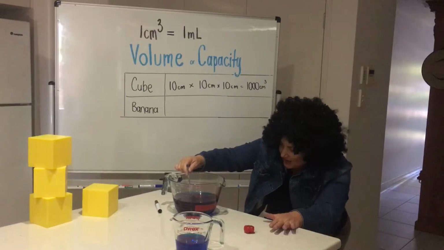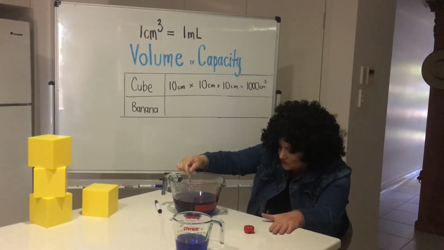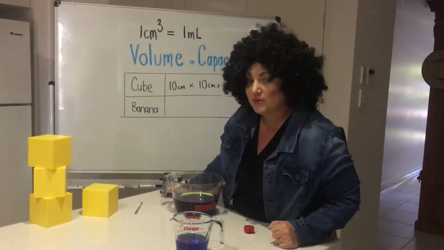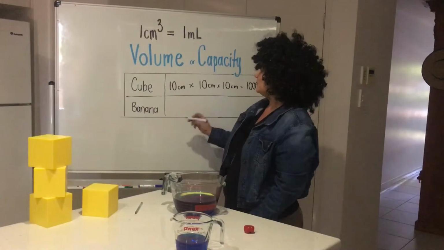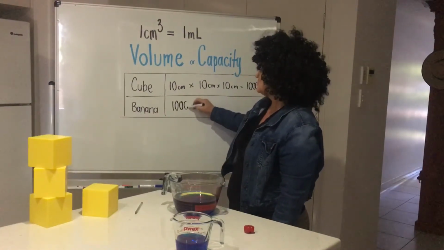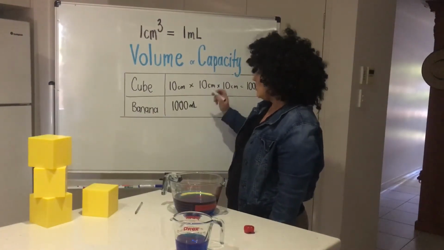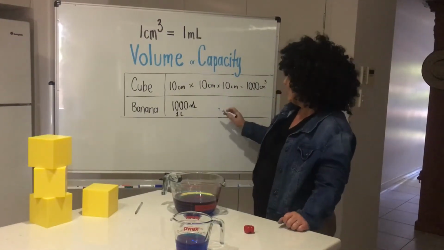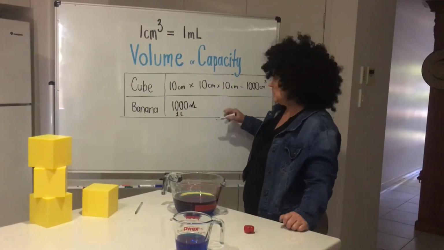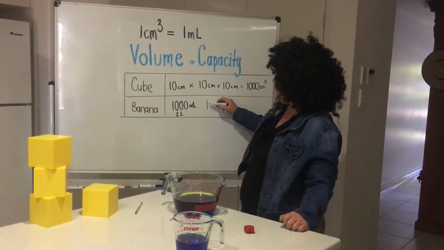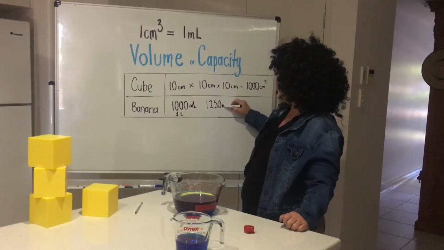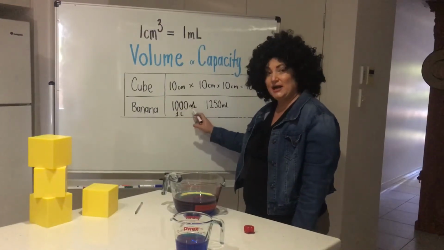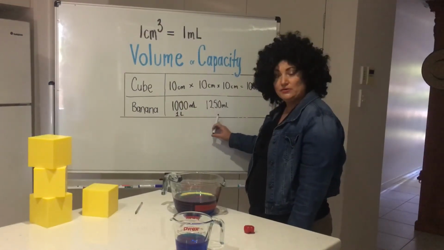Now this is saying 1,250. So we started off with, what did we start with, boys and girls? We started with 1,000 millilitres, which we know is equal to 1 litre. Then after we immersed the banana, we ended up with 1,250 millilitres.